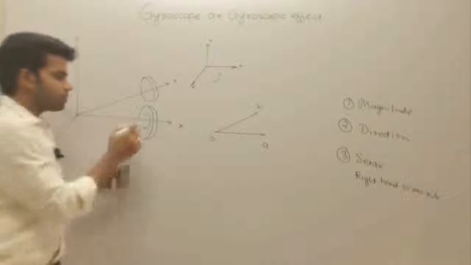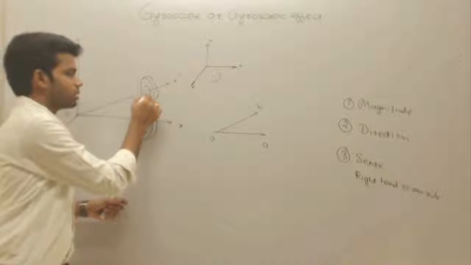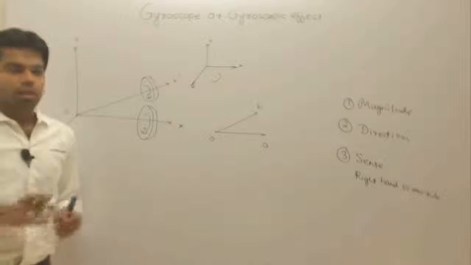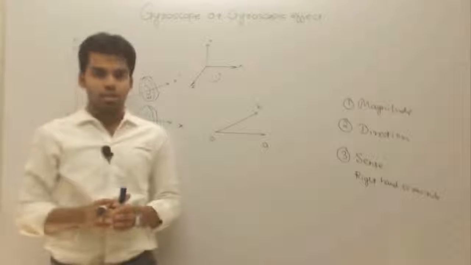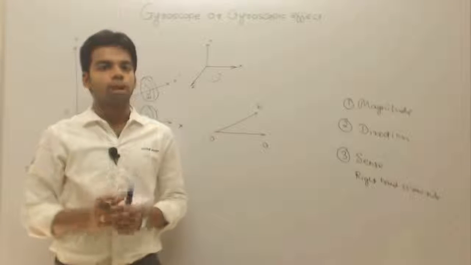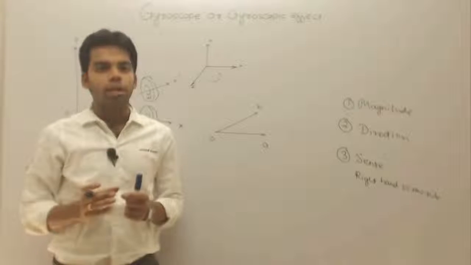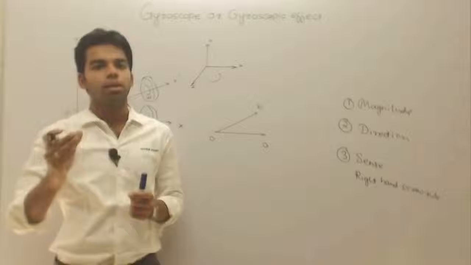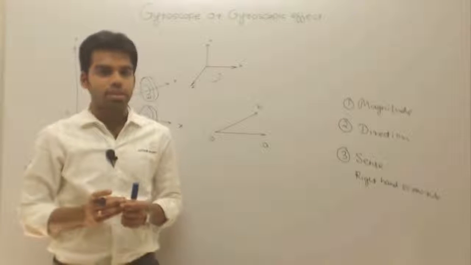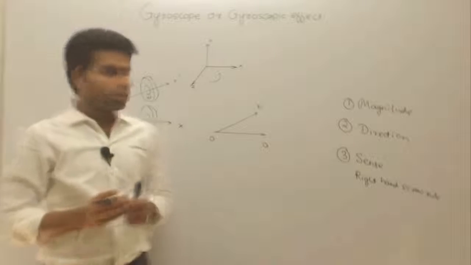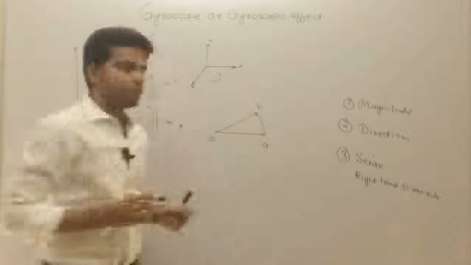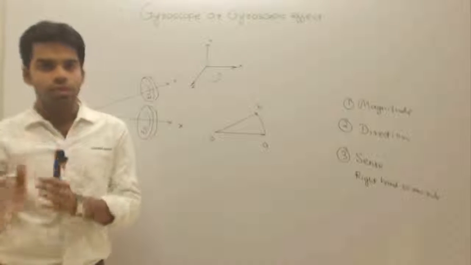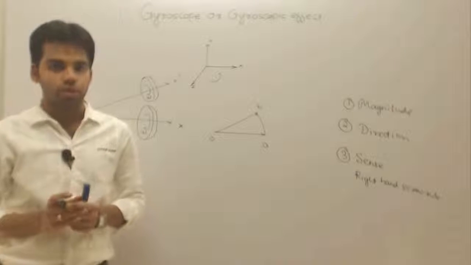Now what will happen if the angular velocity remains the same as omega? Then also there is a change in direction, and because of the change in direction there will be an angular acceleration, and that angular acceleration will act along the third perpendicular axis, that is along the z axis. Okay, so there will be an angular acceleration acting because of the change in direction of angular velocity.